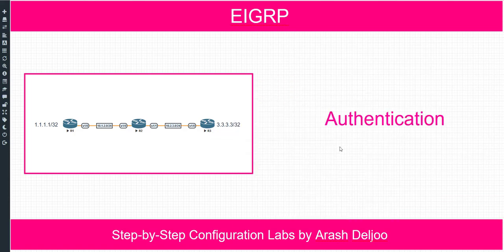This is the authentication in EIGRP. We experienced two methods. In the classic mode, we have only MD5, but in the named configuration, the newer method of configuration, we have both MD5 and also SHA 256, and SHA 256 is a little stronger than MD5.